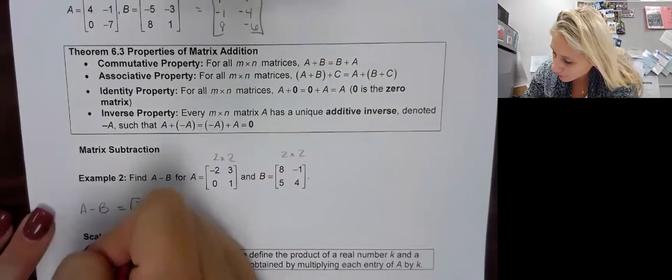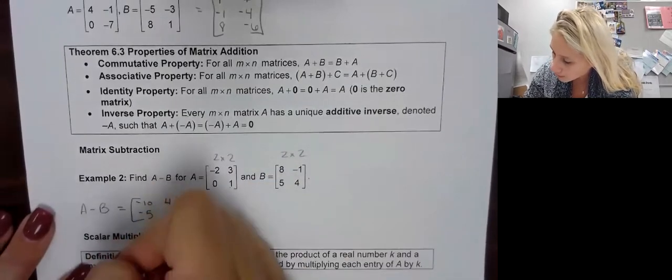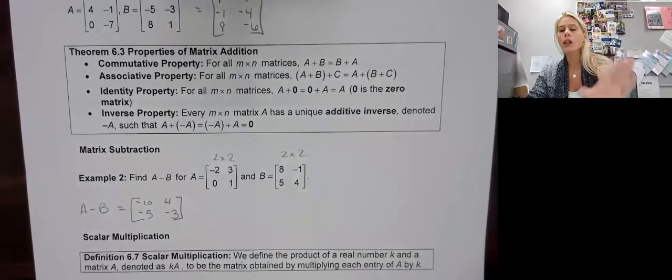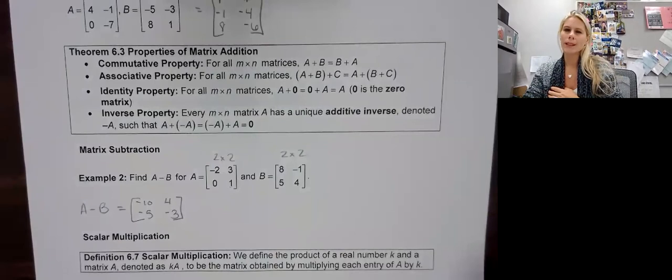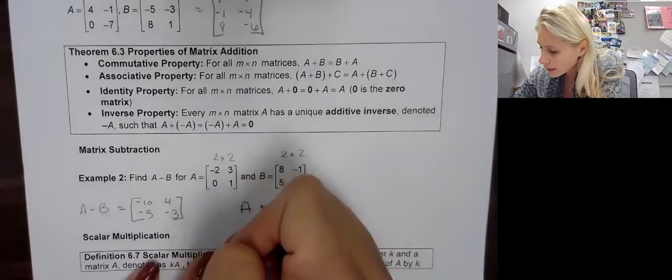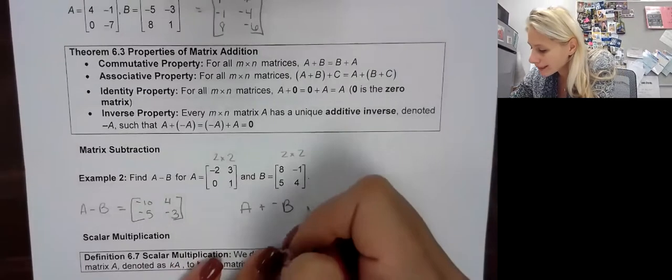0 minus 5 is -5. And 1 minus 4 is -3. Again, if you are good with your subtraction and everything, that's going to work wonderful. But if you know that you messed up on your subtraction a lot, it's going to be easier to do this, which is a plus -b. All right, so what is that exactly?